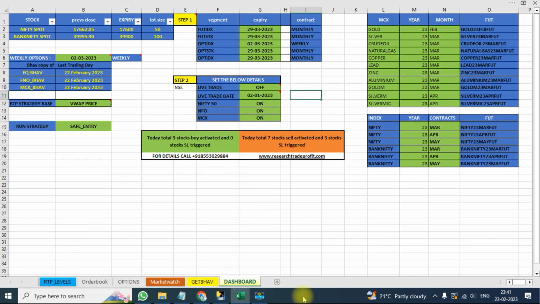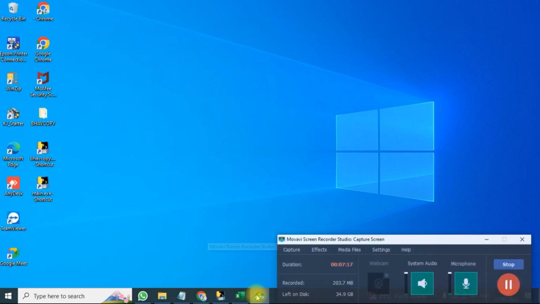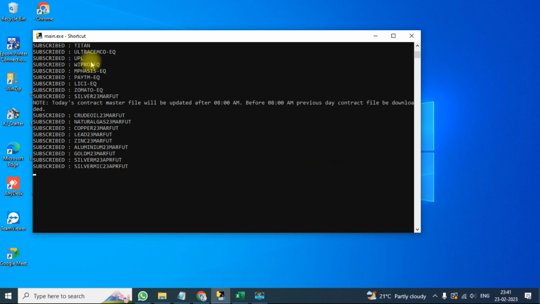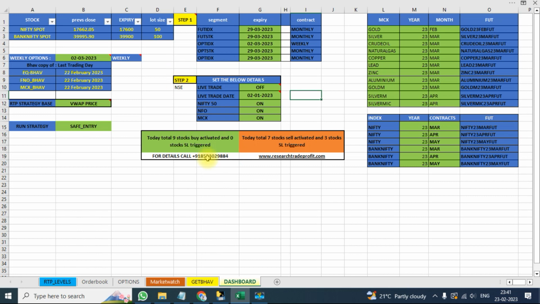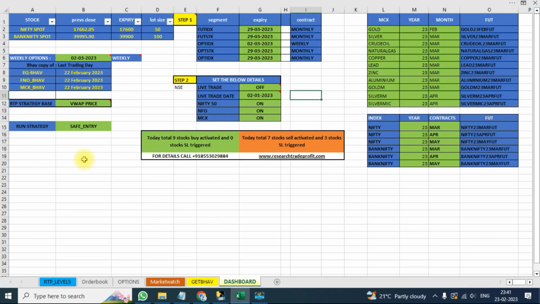This is the main scanner which we have, and it runs from this Python software. This is the software running behind the screen. You can see this application running behind the scanner, because we use it to fetch the live data. It is a small application which we will install on your laptop or PC, and it will run daily.